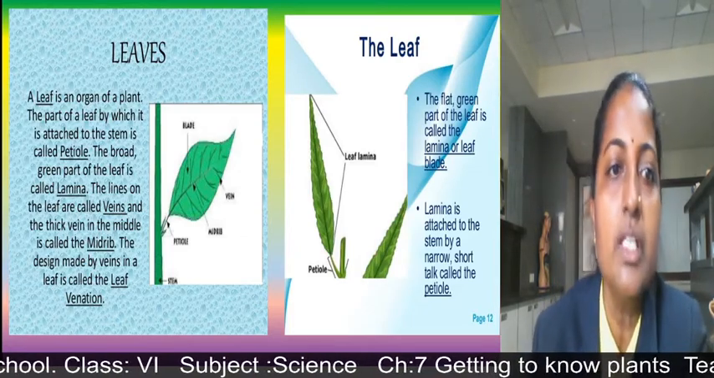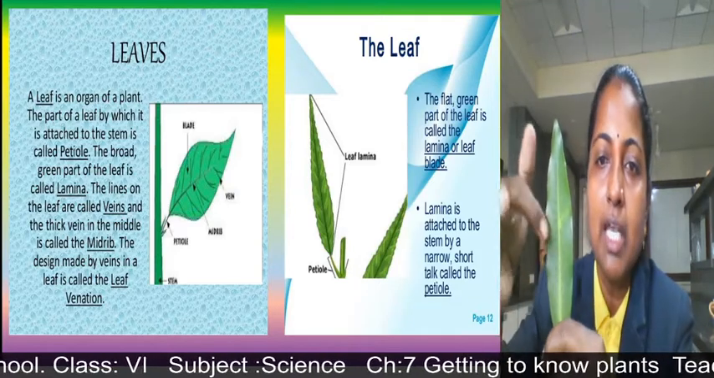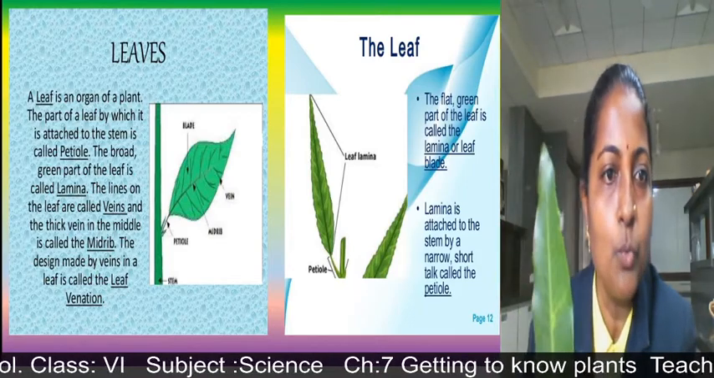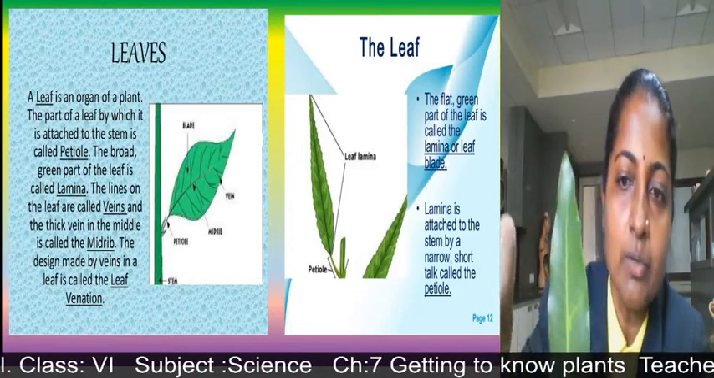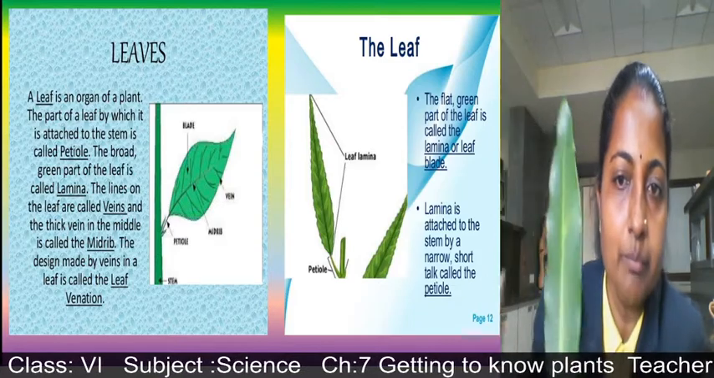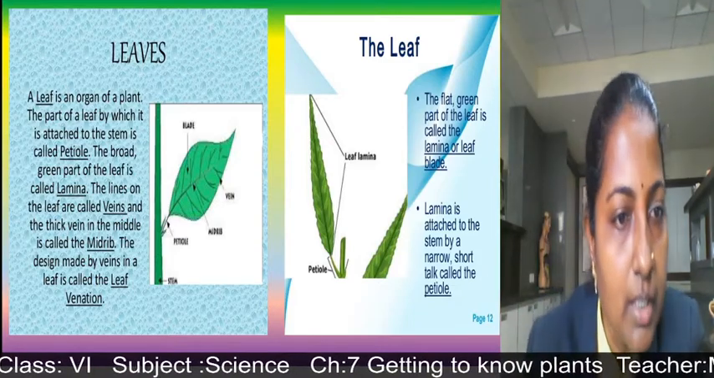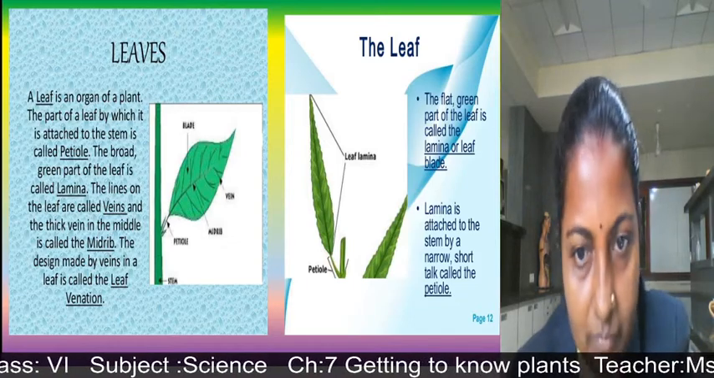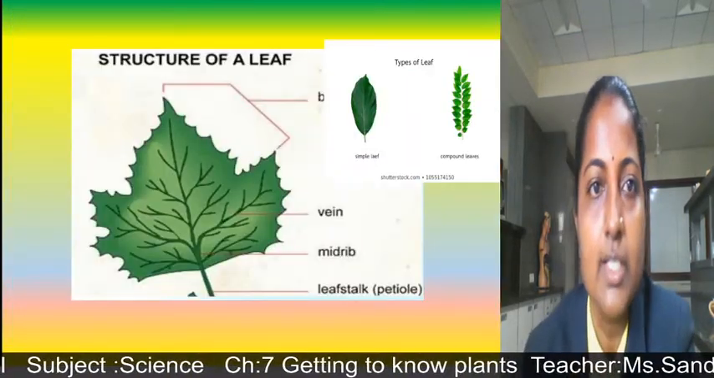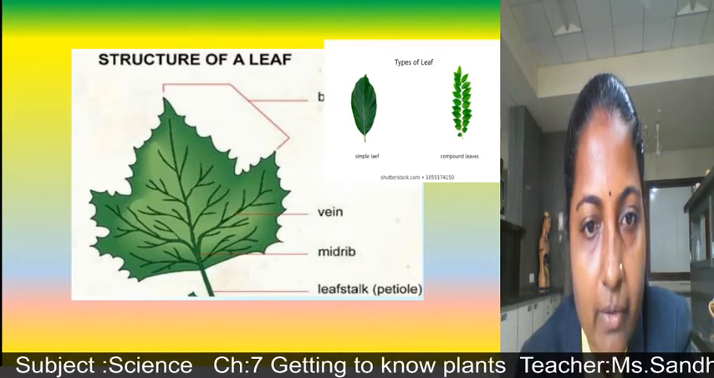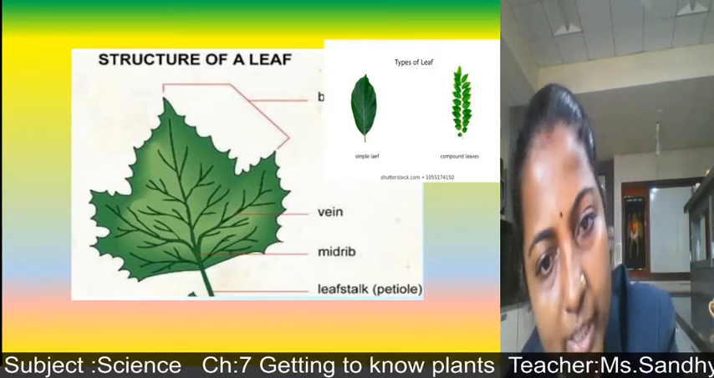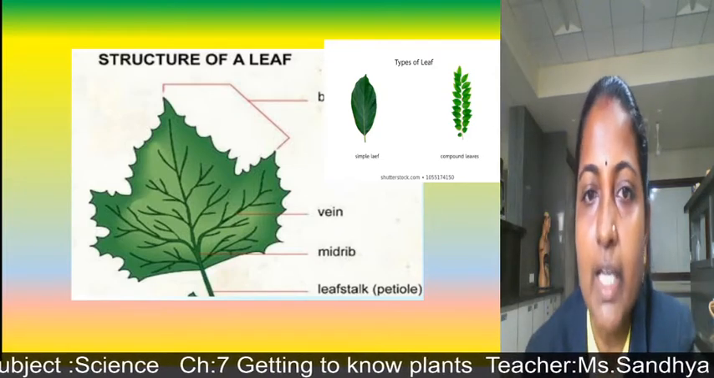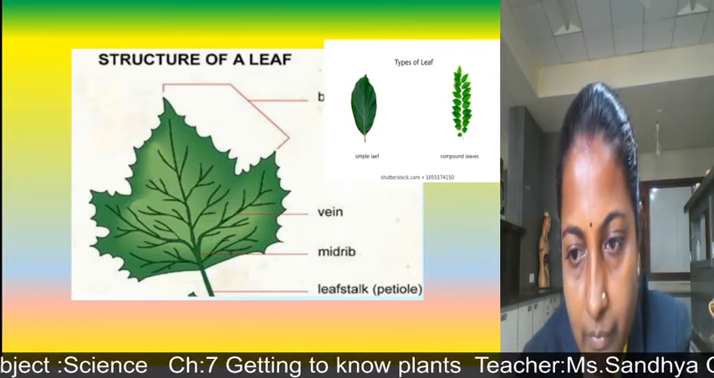The lines on the leaf are called veins. Here you can see the lines on the leaf that are called veins, and the thick vein in the middle is called the midrib. The design made by veins in a leaf is called leaf venation. Structure of a leaf: here you can see the vein, midrib, and leaf stalk, also called the petiole. And there are two types of leaves: simple leaf and compound leaf.